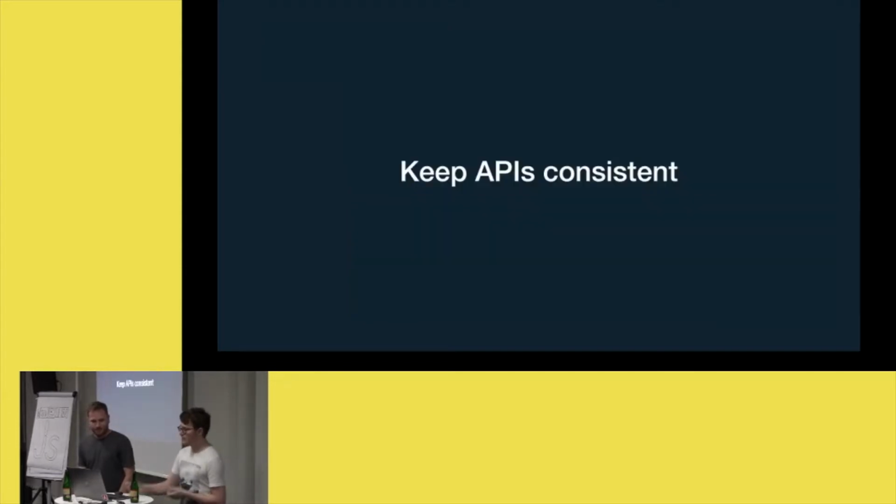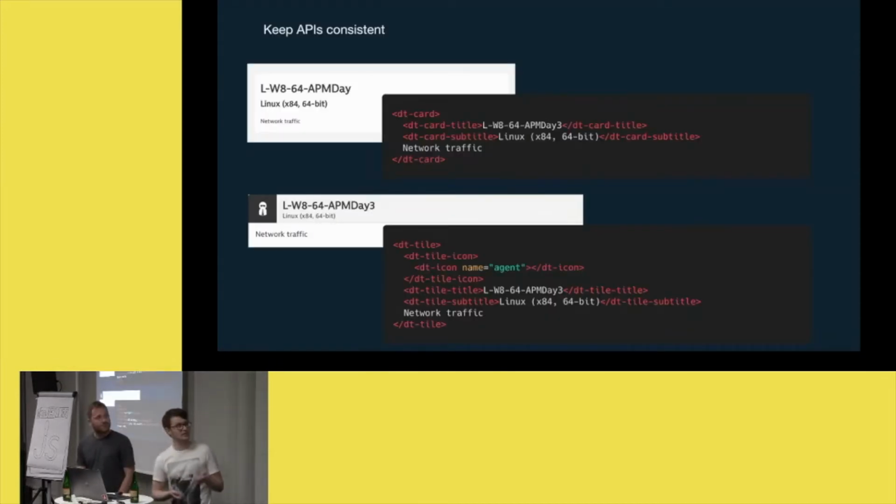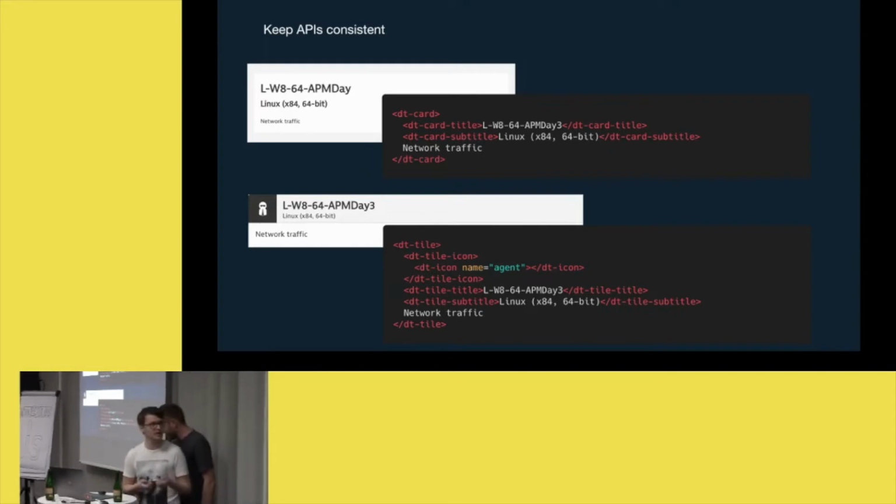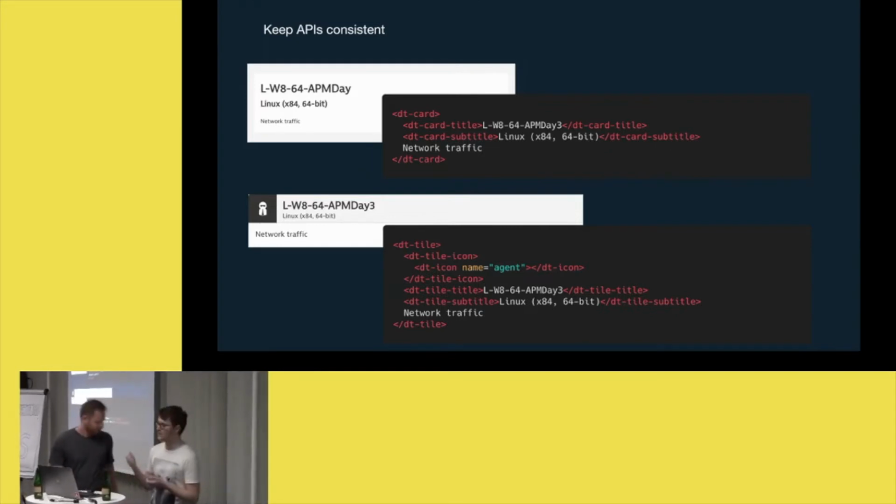And we also try to keep APIs as consistent as possible across our components. So best case scenario is if you first have a DT card with a title and a subtitle, and sometime later on, somebody tells you, okay, this has to be an interactive element, please switch it to a DT tile component. Best case scenario is that the developer doesn't even have to look into our documentation and can just exchange the prefix of the component name, and the API is the same.